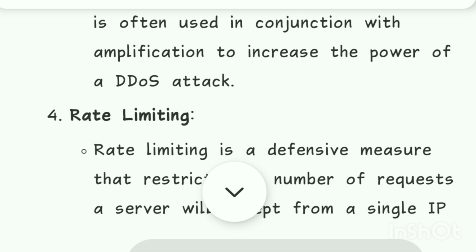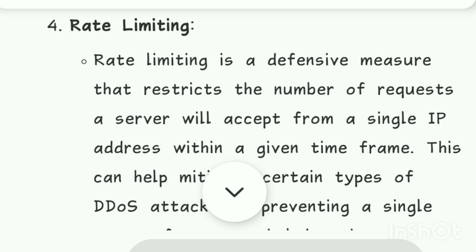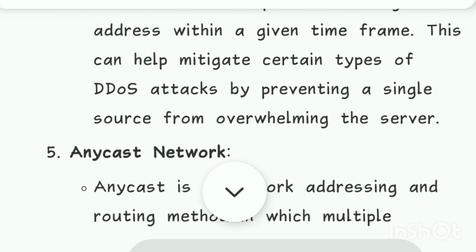4. Rate limiting. Rate limiting is a defensive measure that restricts the number of requests a server will accept from a single IP address within a given time frame. This can help mitigate certain types of DDoS attacks by preventing a single source from overwhelming the server.